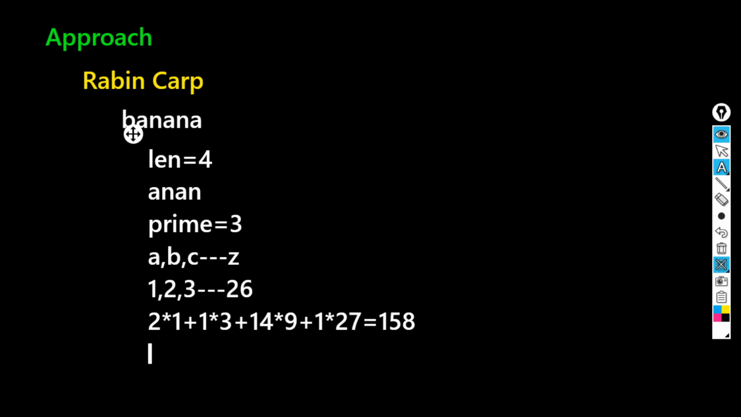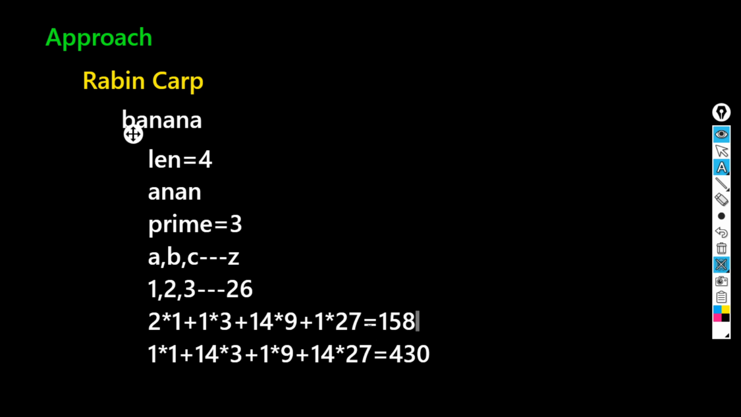Now what will it be? What will be the hashing value for A and AN? It will be 430 by this calculation. Now every time we have to calculate these 4 values. So for making our work easy, we have the Rabin Karp method.